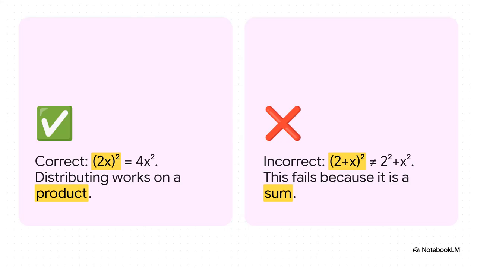And this slide right here, this puts it all together beautifully. On the left side, you see the rule working exactly as it should. With a product, (2x) squared becomes 4x squared. Perfect. But on the right, you see that classic trap with a sum. (2 plus x) squared is absolutely not 2 squared plus x squared. This comparison, this is the core idea you have to lock in.